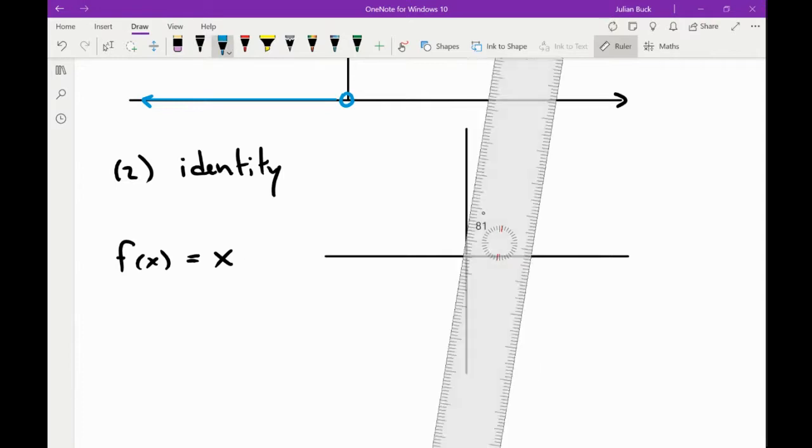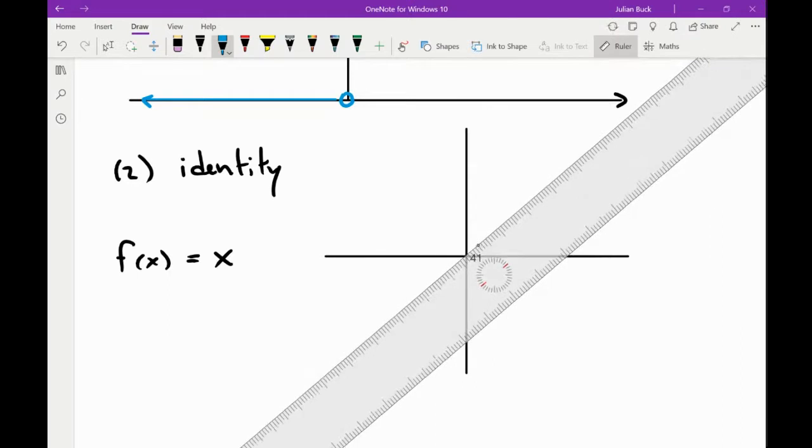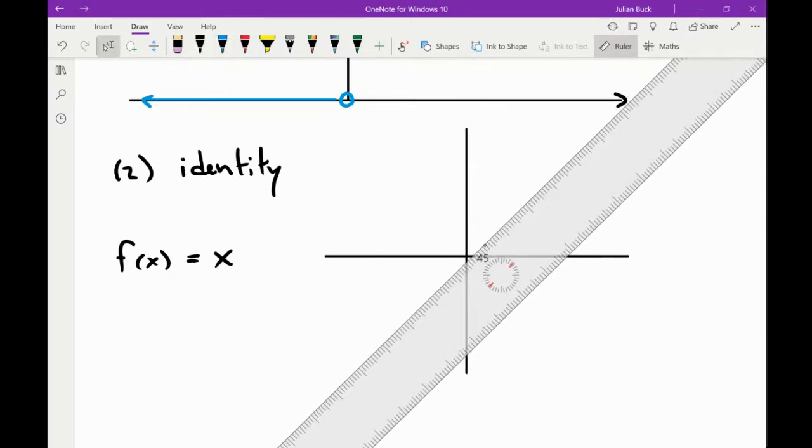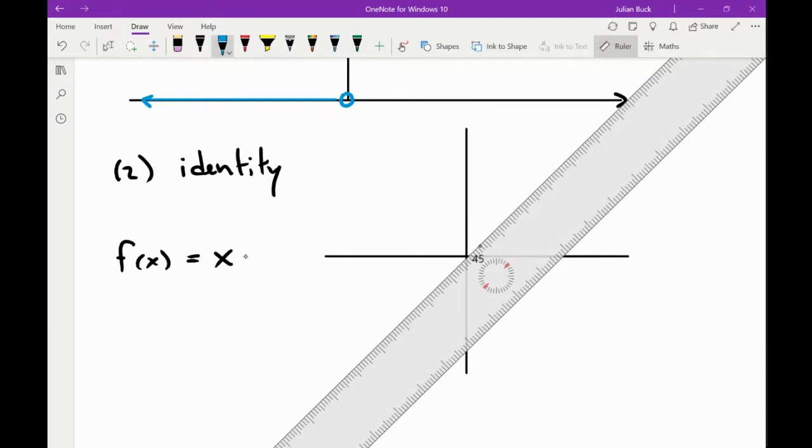And so the graph of the identity function is a 45-degree line through the origin. So for any input x, the y value is the same.